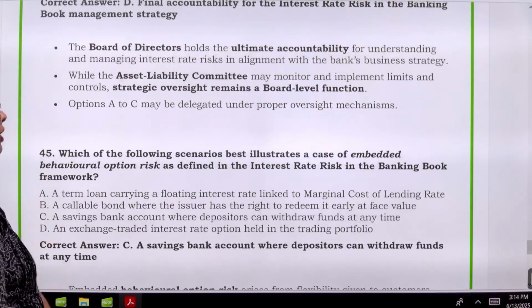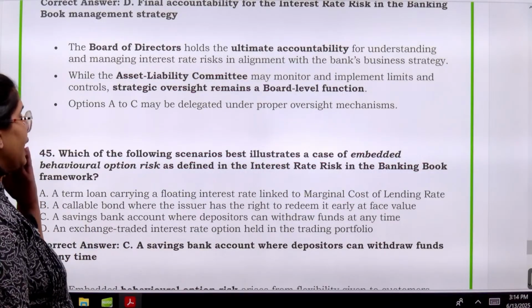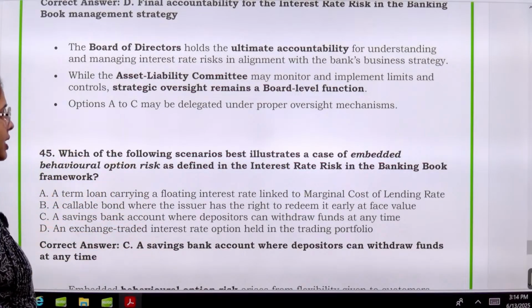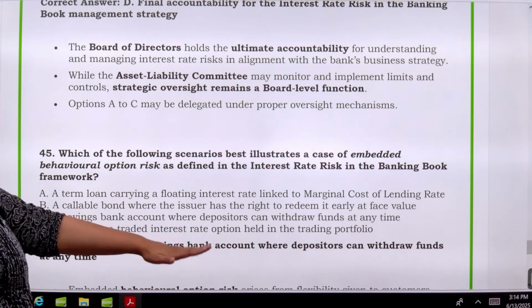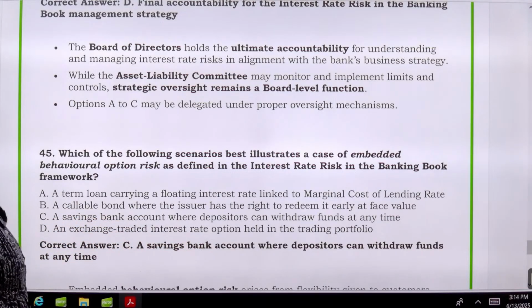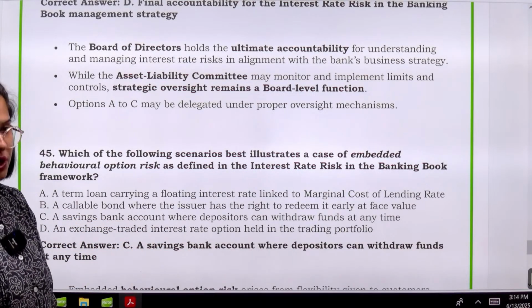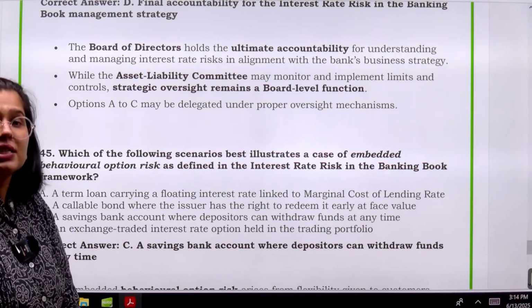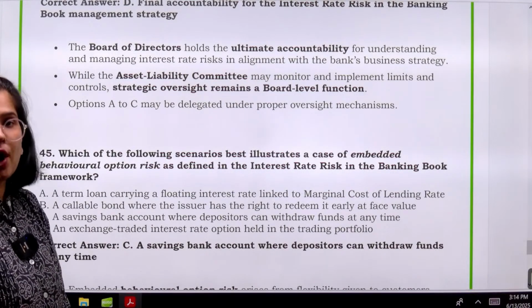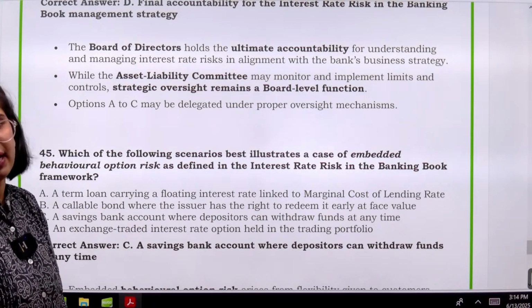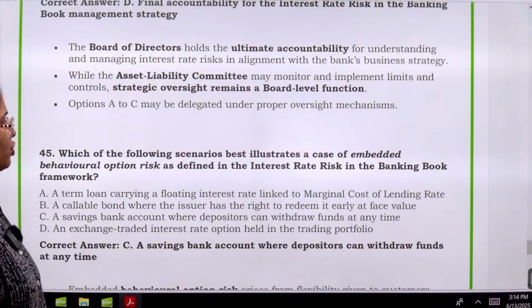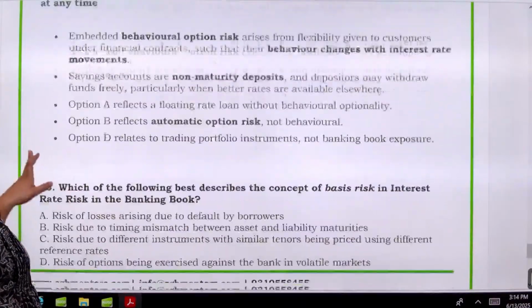Now which of the following scenarios best illustrates a case of embedded behavioral option risk? So a savings bank account where depositors can withdraw funds at any time is obviously an embedded option risk, because a savings bank account gives you the option to withdraw at any point of time. So this is the facility that you have given to your customer, right?